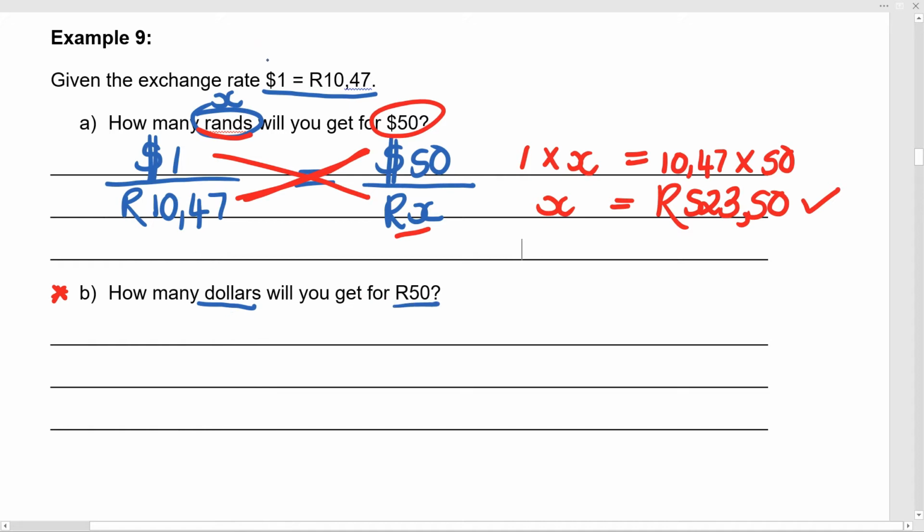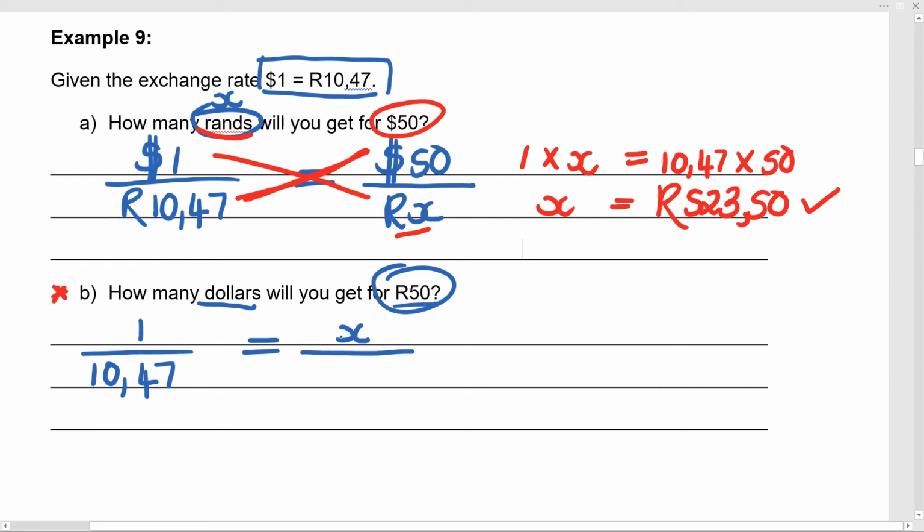The next question is asking how many dollars will you get for 50 Rand? And I'm going to use the same exchange rate because I was not given a new exchange rate. And it's still that $1 over 10 Rand 47. Notice I'm leaving the units out here because they're not actually necessary. That is the same as, excepting it wasn't $50, it's now 50 Rand. So what's the unknown? The unknown is the dollar, and I'm going to make that an X over the 50 Rand. So I've got dollars and rands and dollars and rands.